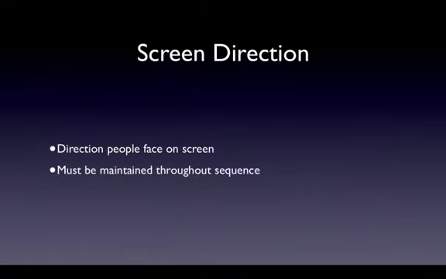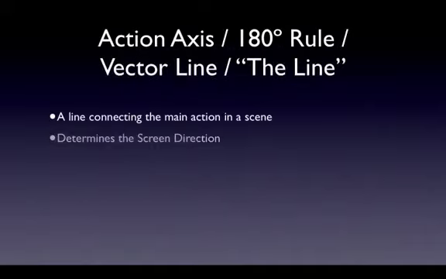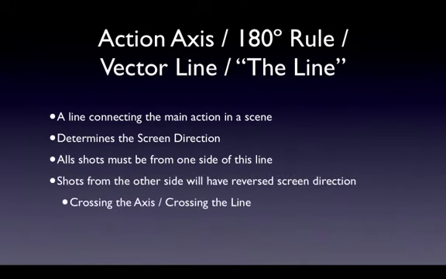So I mentioned the term screen direction. Screen direction refers to the direction people and things face when they're on camera. And it must be the same in all frames in a sequence. This leads to an imaginary line called the action axis that determines that screen direction.